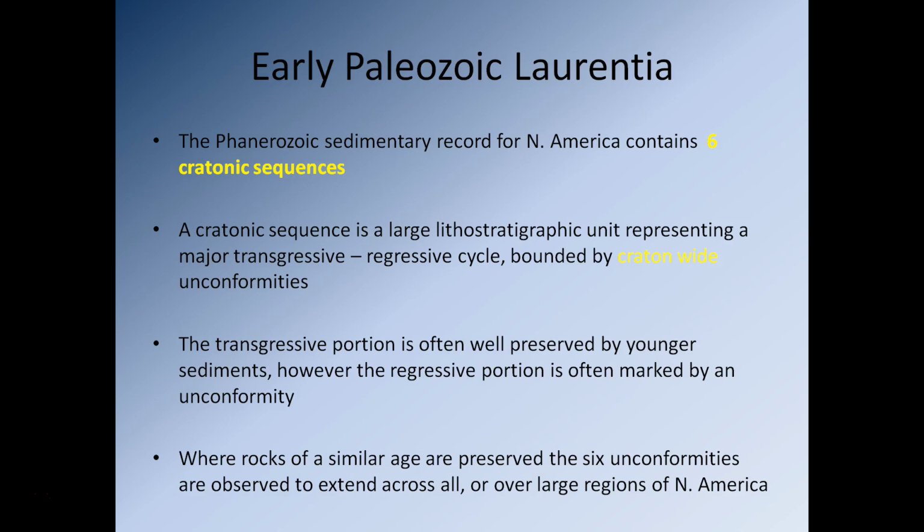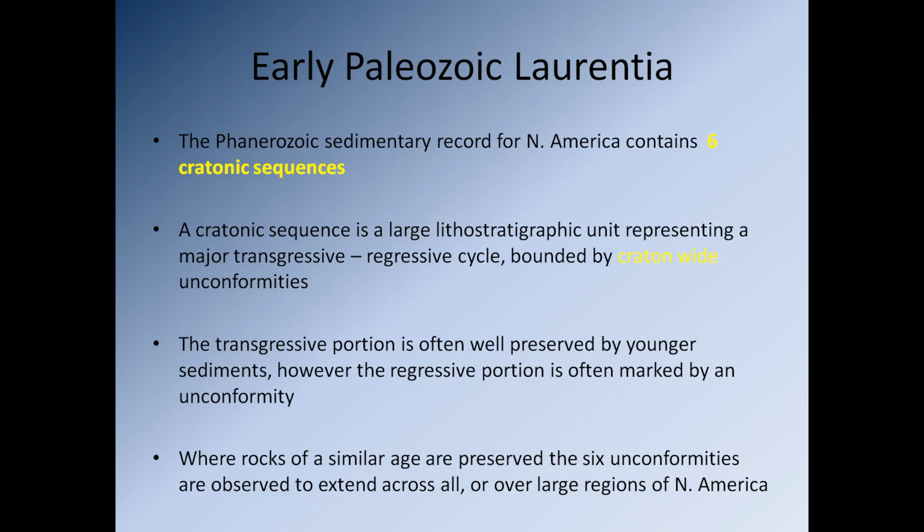So the transgressive portion is often quite well preserved, because obviously as the oceans transgress onto the land, that's protected by new sediments being deposited on top of that transgressive sequence. Now, the regressive sequence, on the other hand, is often partially or in some places totally missing, because that portion gets exposed to the atmosphere as the sea regresses, and when it's exposed to the atmosphere it will undergo erosion, and so in some cases it can be completely removed.